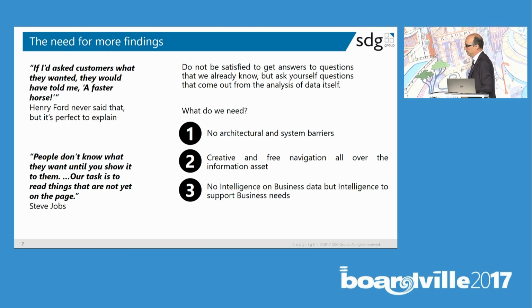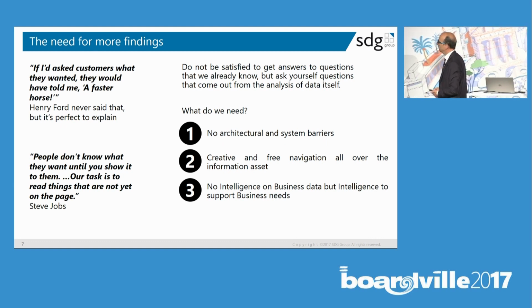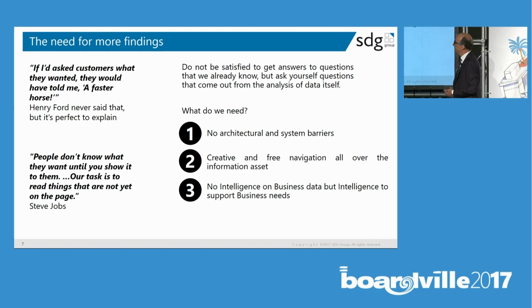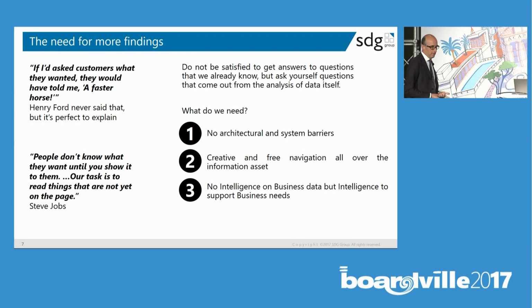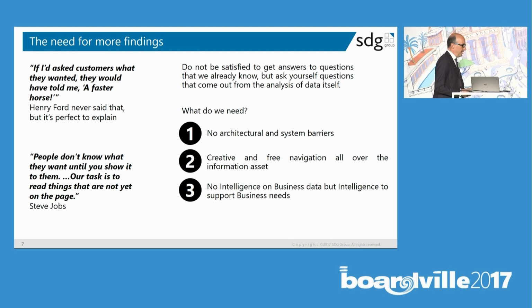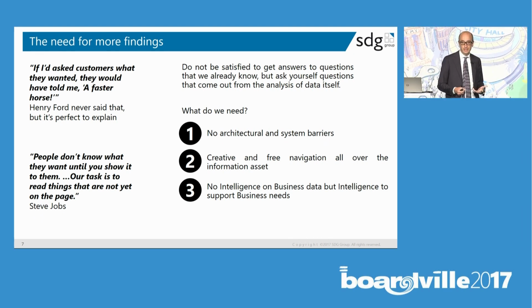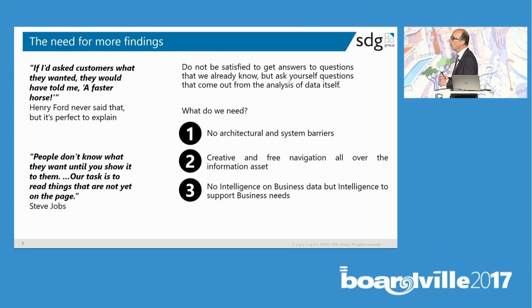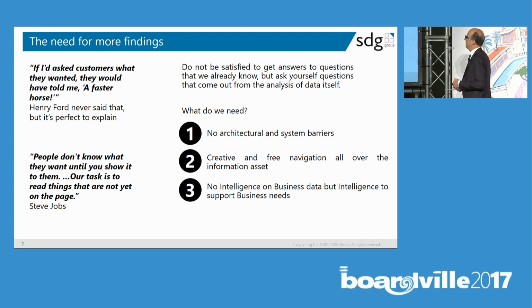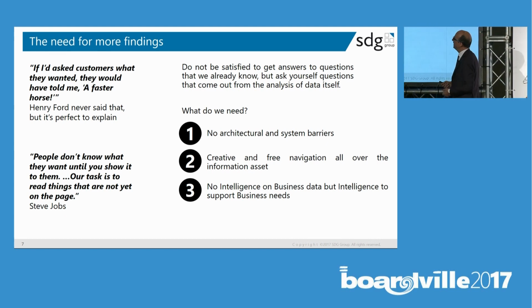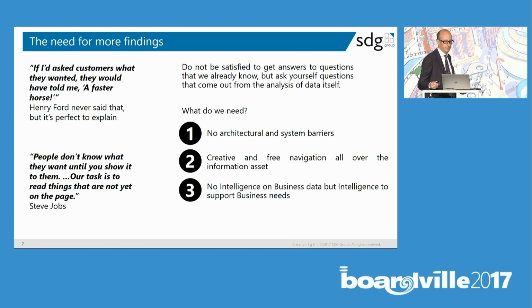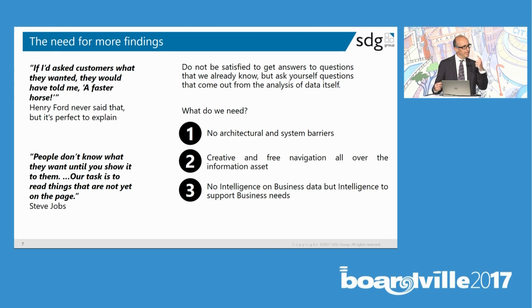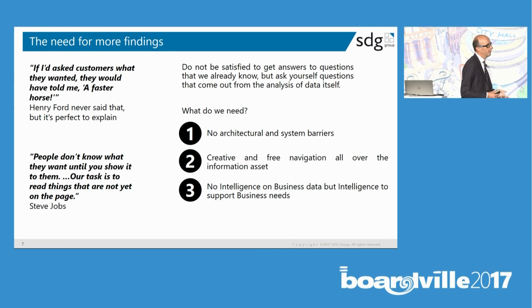What do we need to be successful in this? Number one, the lack of architectural and system barriers. Number two, we have to have free, but let me say creative, navigation tools all over the information asset. Number three, we must not only have intelligence on business data, yes, but we have to have intelligence in order to cover the business needs.